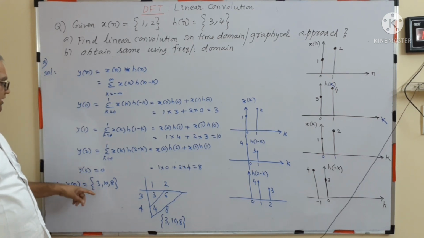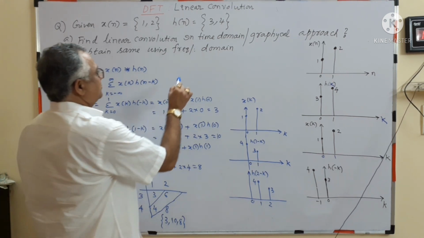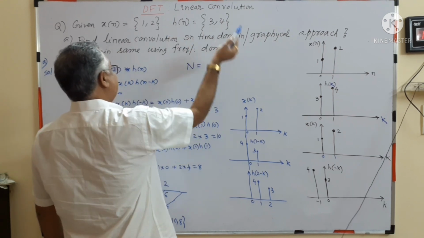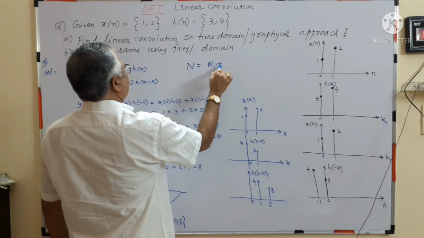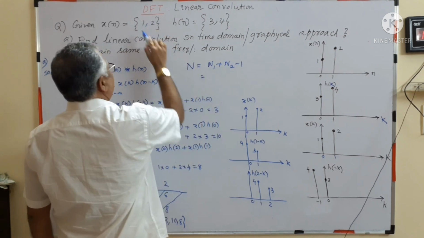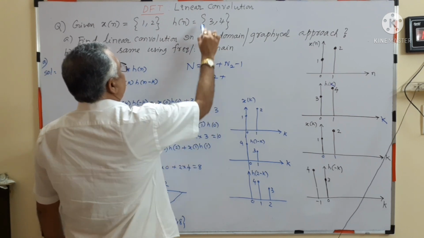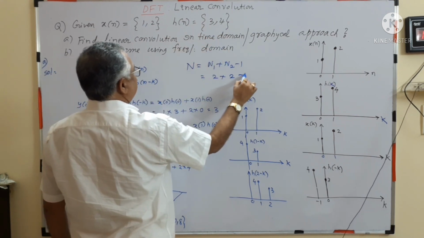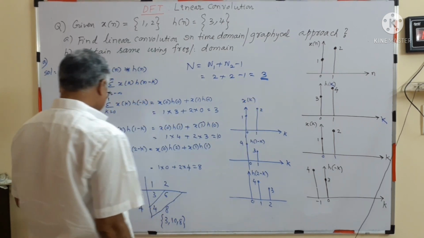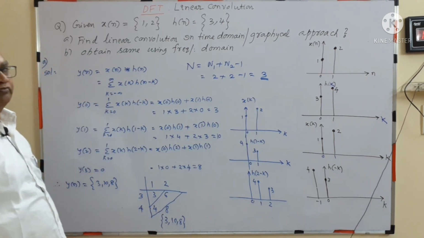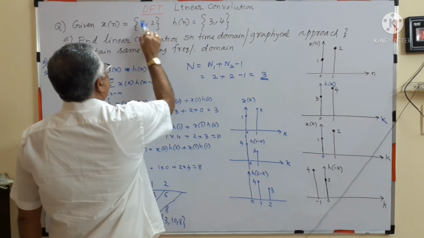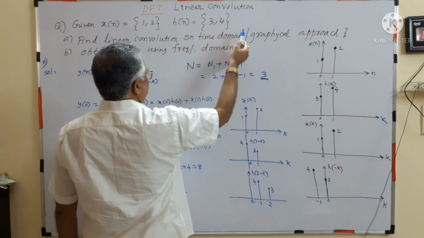Why are you getting 3 values? There is a formula: the number of values in the resultant answer is n1 plus n2 minus 1. What is n1? 2. What is n2? 2. So 2 plus 2 minus 1 is 3, and the answer has 3 values. If one has 2 values and the other has 4 values, the answer has 4 plus 2 minus 1, that is 5 values.